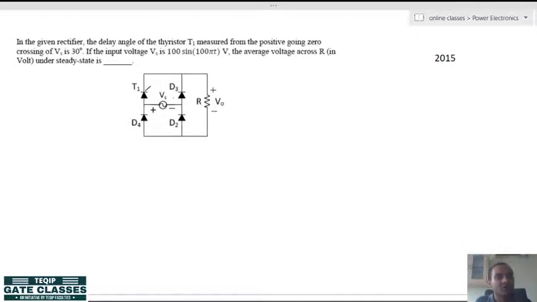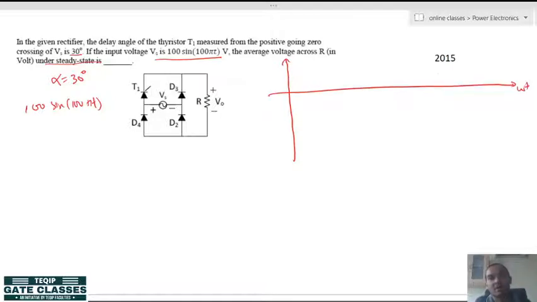Now here you cannot tell what configuration it is, because it consists of 3 diodes and 1 thyristor. It is said that the angle of the thyristor measured from the positive zero crossing of Vs is 30 degrees, means alpha is already given as 30 degrees, and the sine input is also given, 100 sine 100 pi t, means 50 hertz. And we need the average voltage across resistance under steady state. In such questions, first of all you have to draw the waveform. When you draw the input and output waveforms, then you can tell what the average value should be. It is very easy and simple.